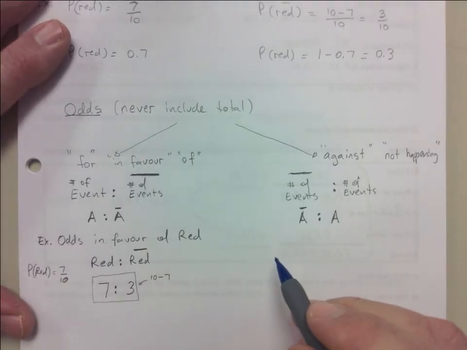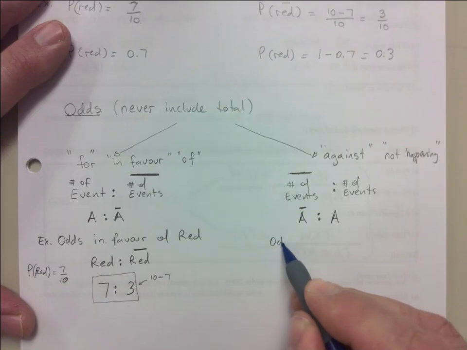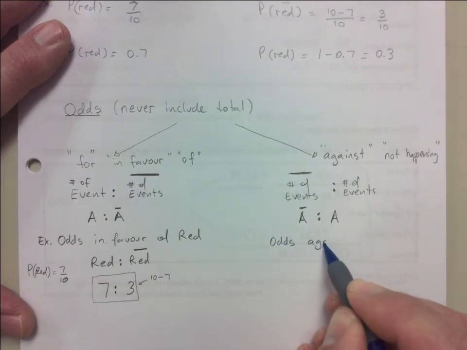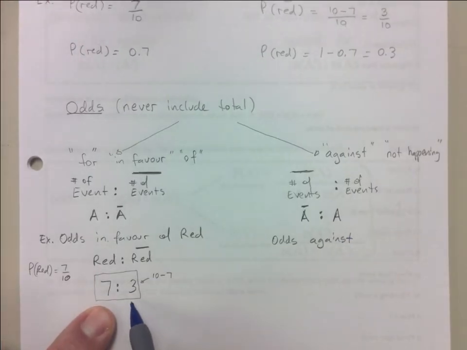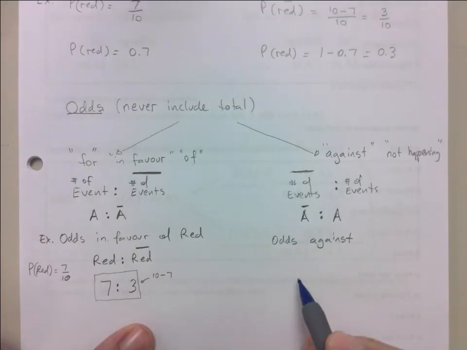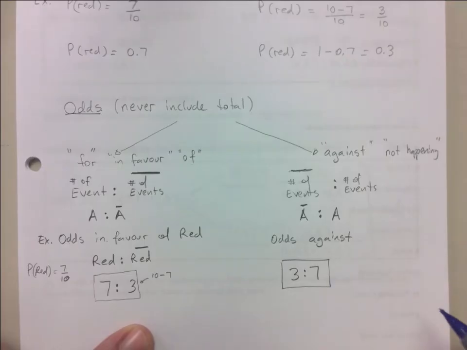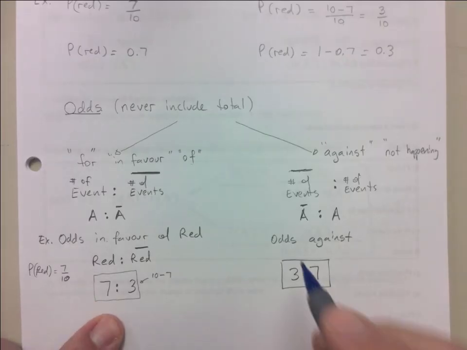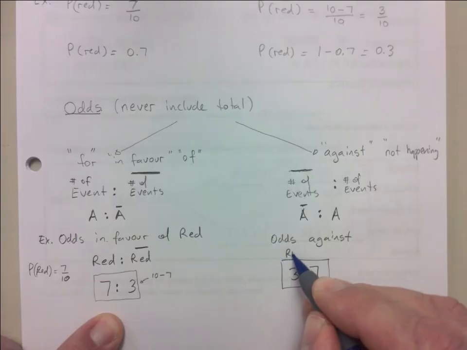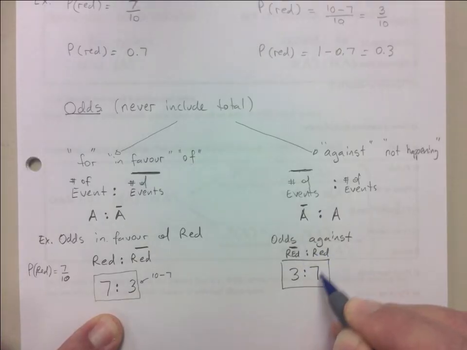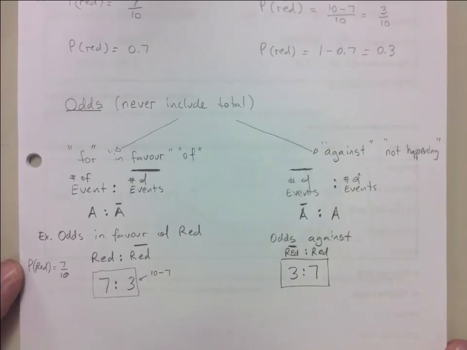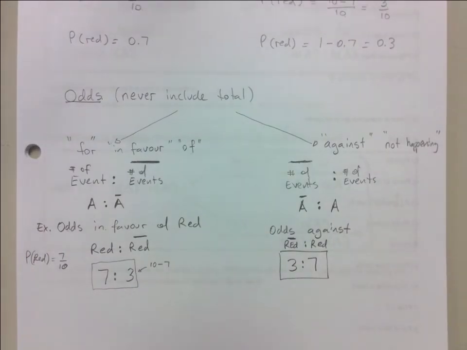And if it says against, in this case, because we do have the odds in favor already, all we would have to do is flip them. 3 to 7, like that. That's the exact opposite order. So sorry, I should have done that. Not red goes first, and then red goes next. Okay, so that's one thing to remember. That's how you distinguish odds from probability.